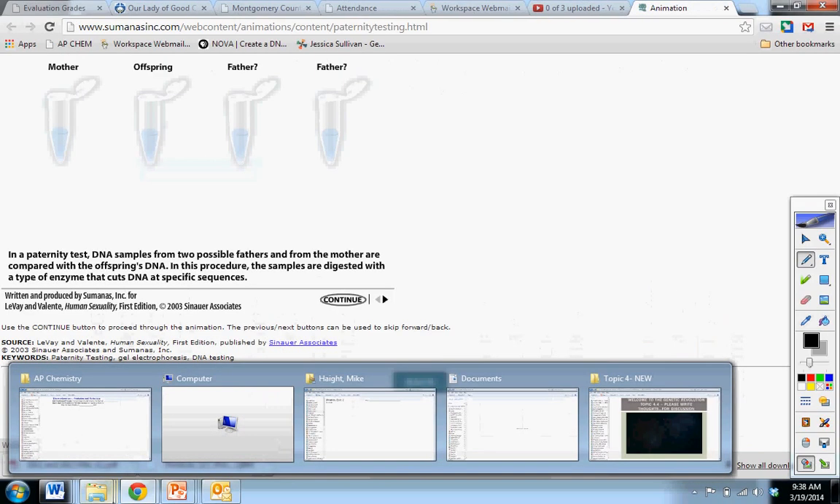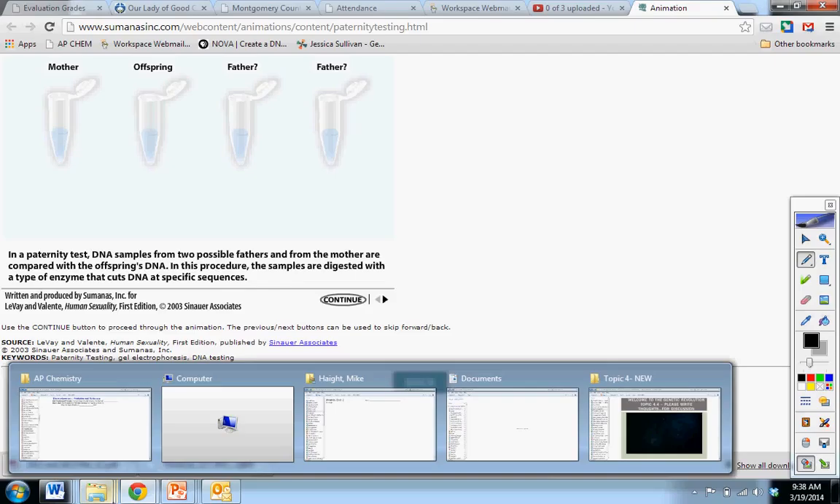All right, so let's do this. All right, so here we go. On your activity sheet. In paternity test, DNA samples from 2 possible fathers. It's on the back. See, it's on the back, all the way on the back of your activity sheets. All right, paternity test.